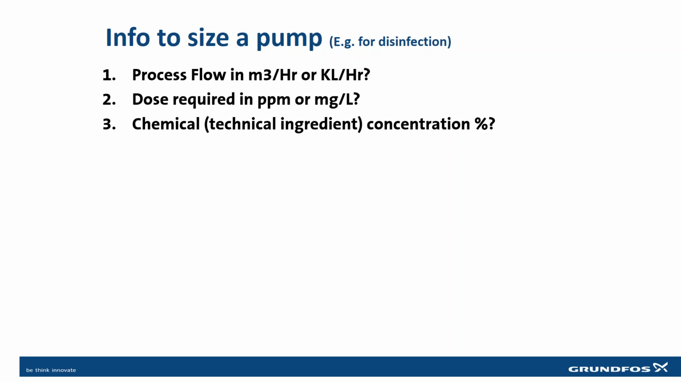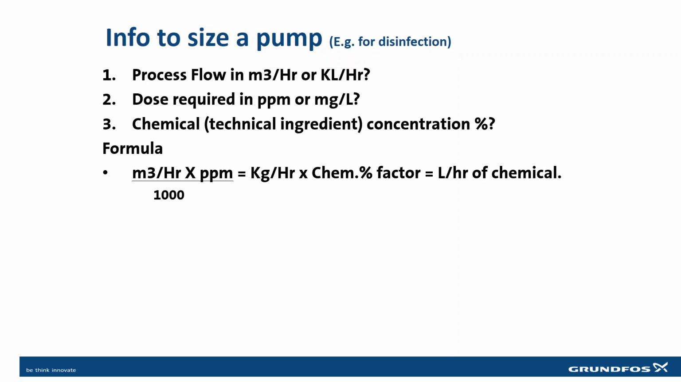Most liquid chlorines come in the form of sodium hypochlorite, and it can be a 10 or 12.5% solution. We need to know what that concentration is, because it's that 10 or 12% that's actually forming the parts per million of the dose requirement that we're talking about. So the formula looks basically like this. The process water flow in cubic meters per hour multiplied by parts per million of the dose required divided by 1,000 gives us the answer of kilos per hour of chlorine, so the actual base material we're dosing. We then need to multiply that by the chemical percentage factor, which gives us the litres per hour of the chemical we're actually pulling out of that drum to do the job.